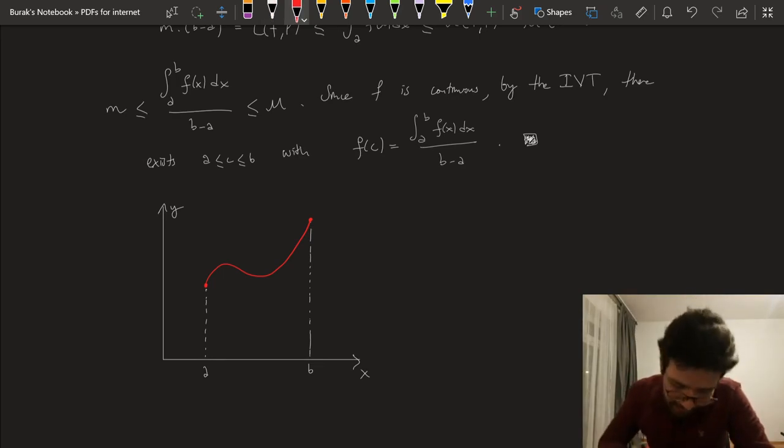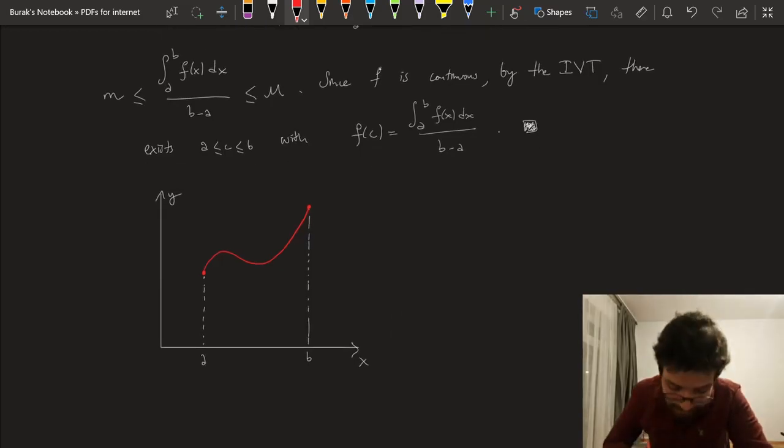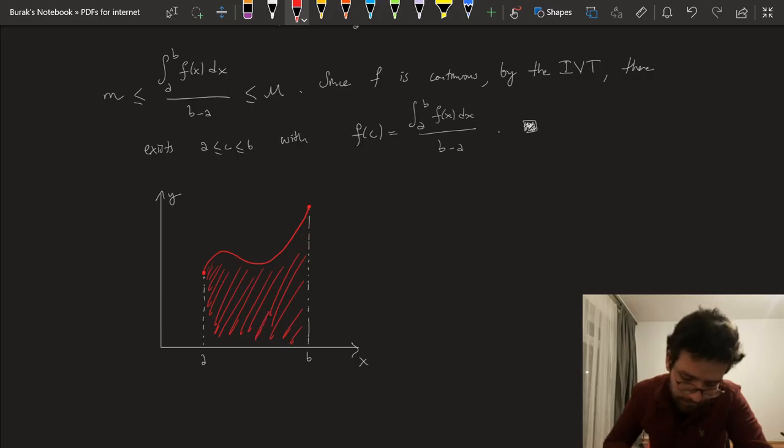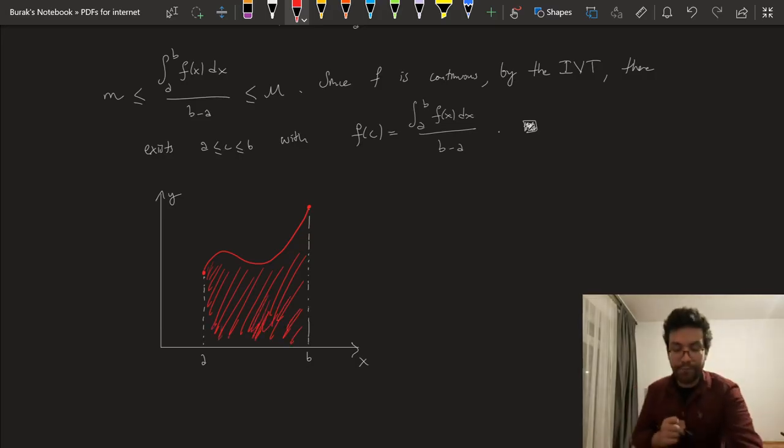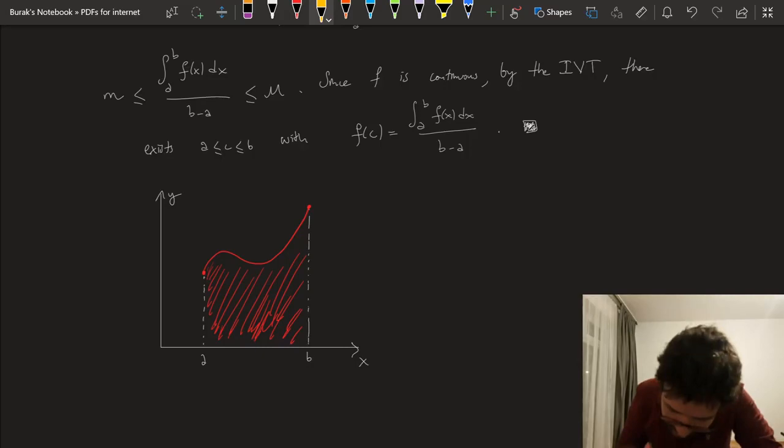What this function says is this: you compute the integral of your f from a to b, so you find the signed area of this region. And then you divide this by b minus a. There is a point in this interval a b such that the value of the function at that point is that number.